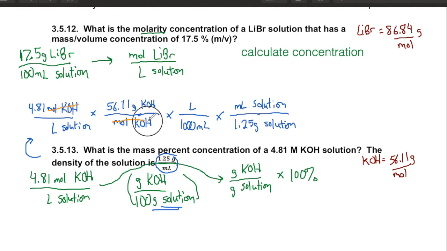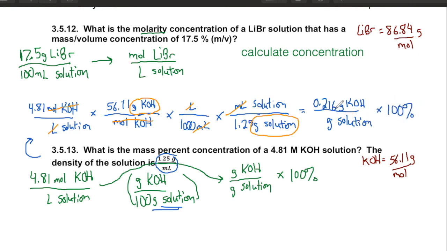So now we've canceled moles of potassium hydroxide, we've canceled liters, we've canceled milliliters. So we have grams of solution in the denominator and grams of KOH in the numerator, and that's what we are trying to get. That comes out to be 0.216 grams of potassium hydroxide per gram of solution. And then if we multiply that by 100%, if that's how many grams are in a gram of solution, then if we multiply that by 100, we'll get how many grams are in 100 grams of solution, which is our mass percent. So this comes out to be 21.6 mass percent.